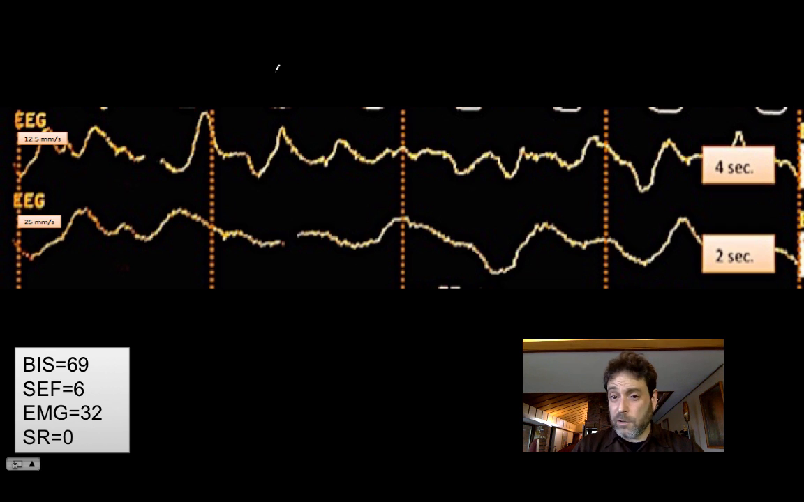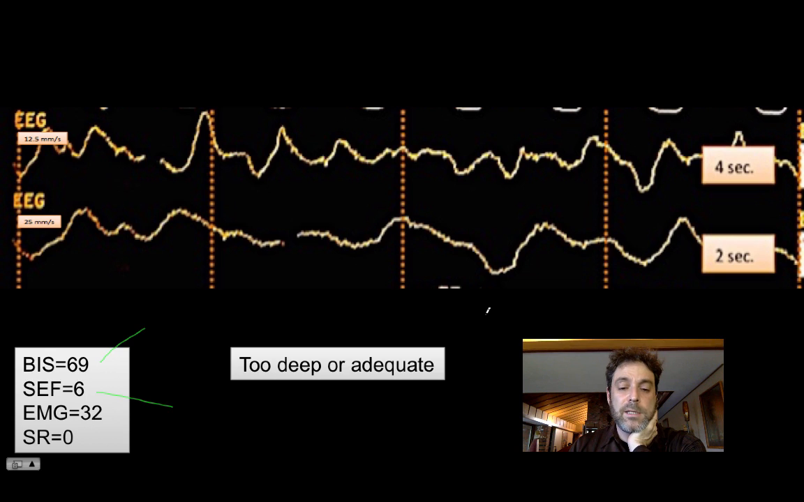So here I can see hardly any spindle activity. The BIS is 69, but the spectral edge is 6. Low EMG, what's going on here? So the spectral edge frequency is low because all we have is this very large theta or delta activity. Looks like delta activity to me. I see very little else. So this patient has a lot of delta waves. It could be a paradoxical delta arousal, but probably consistent with adequate or too deep general anesthesia.